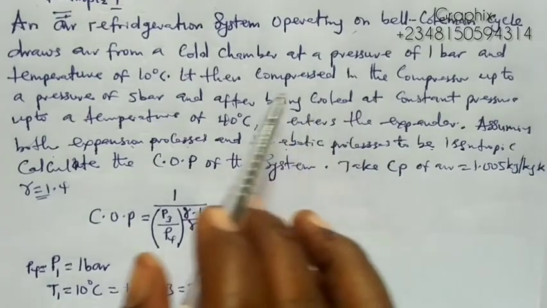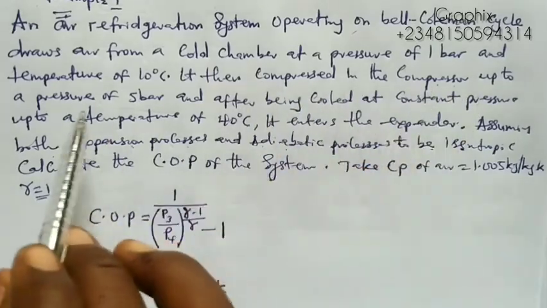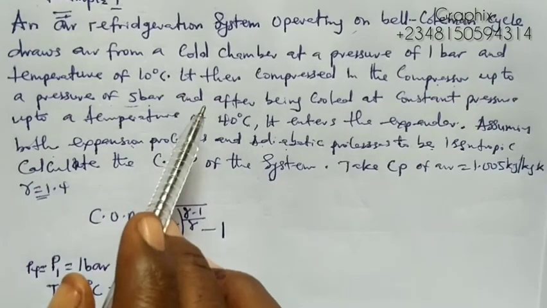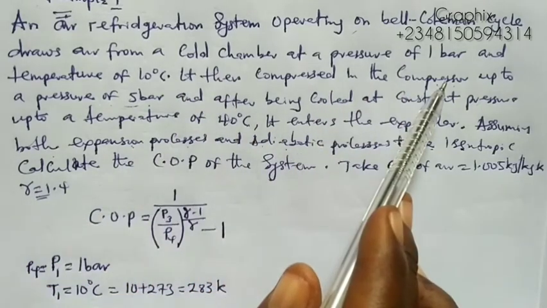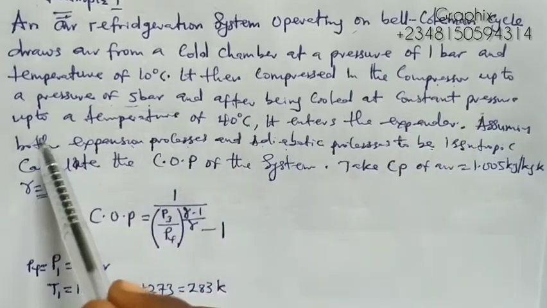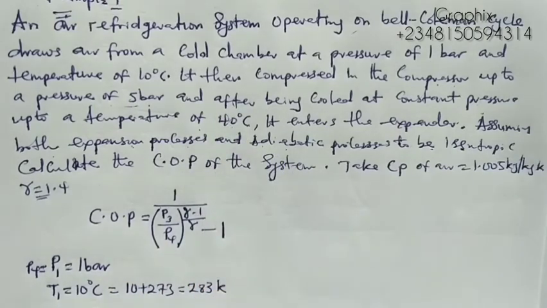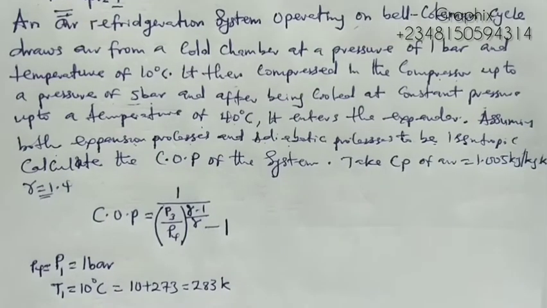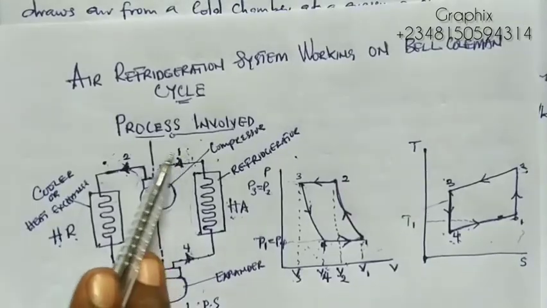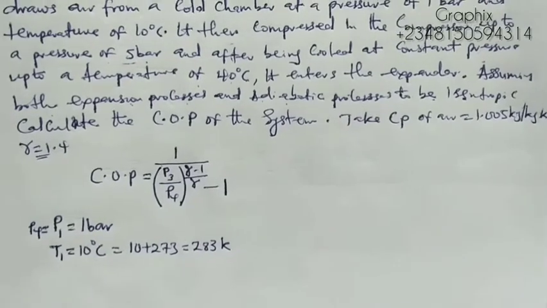Now the next thing is it is then compressed in the compressor. It enters the compressor up to a pressure of what? It's compressed in the compressor up to a pressure of 5 bar, and after being cooled at constant pressure up to a temperature of what? 40 degrees. So our P2, because after being compressed in the compressor it is at state 2. So P2 is equal to 5 bar.